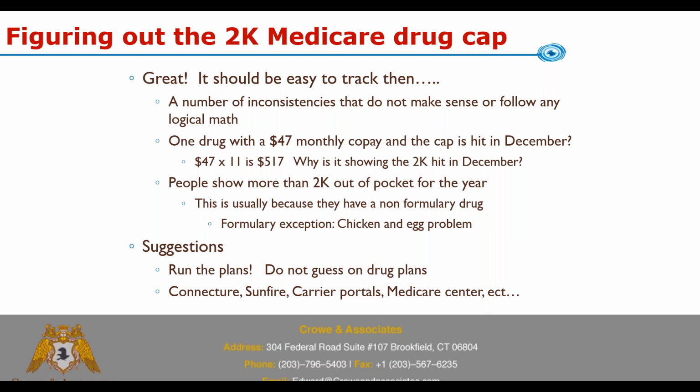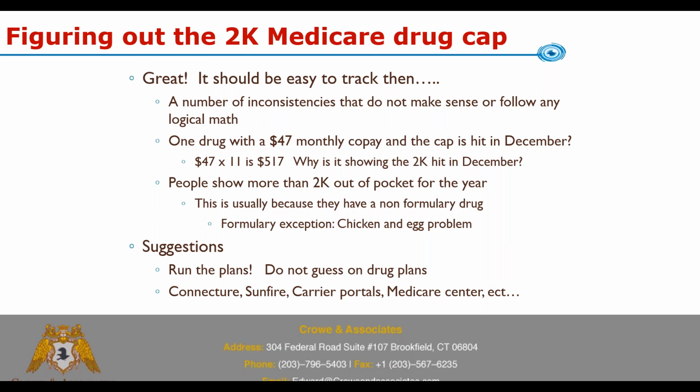Some people will show more than 2K out of pocket when you run these. Almost always, that is because out of the drugs you put in there for them, one of them is non-formulary. And if it's non-formulary, drugs do not count towards the $2,000, and that's why they will come in over $2,000. And again, that gets us to the whole formulary exception thing. It's a chicken and egg problem. They got to be enrolled in the plan before they can apply for an exception.